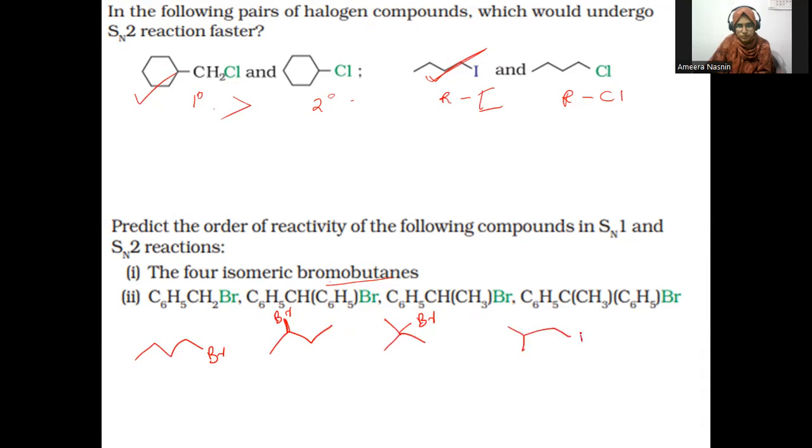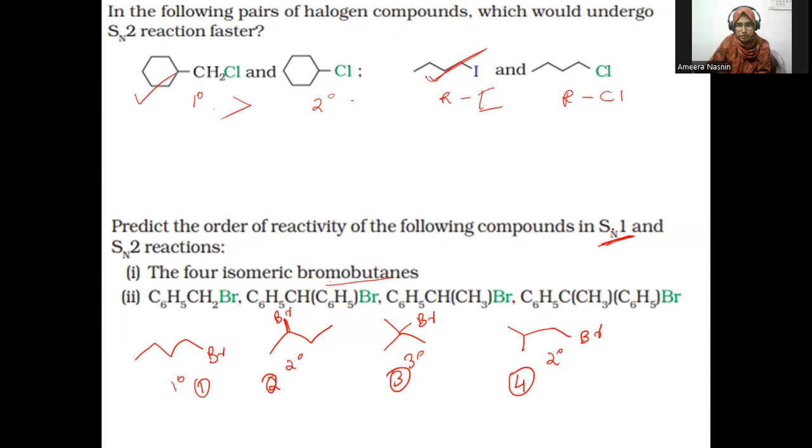1, 2, 3, 4. Okay. So this one is a primary compound. This is a secondary compound. This is a tertiary compound. This again is a secondary compound. So let's see how fast they react in the case of SN1. In SN1, there's a formation of carbocation. So whichever one forms a carbocation having greater stability will react faster. Let's number these as 1, 2, 3, and 4.